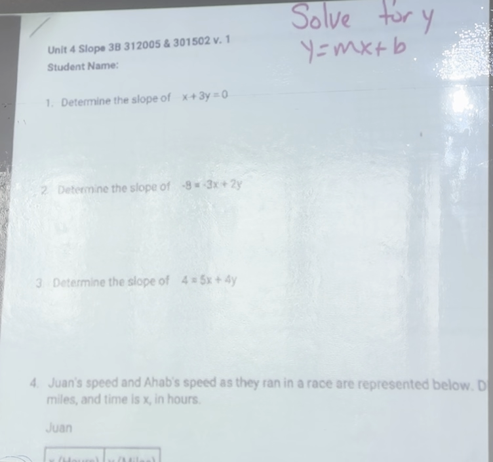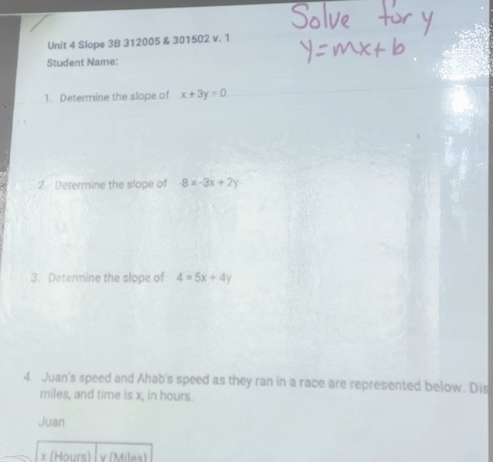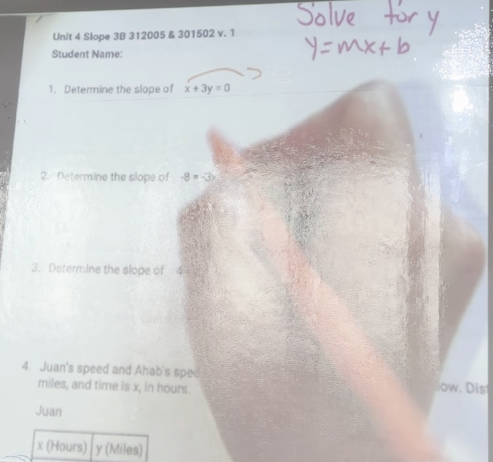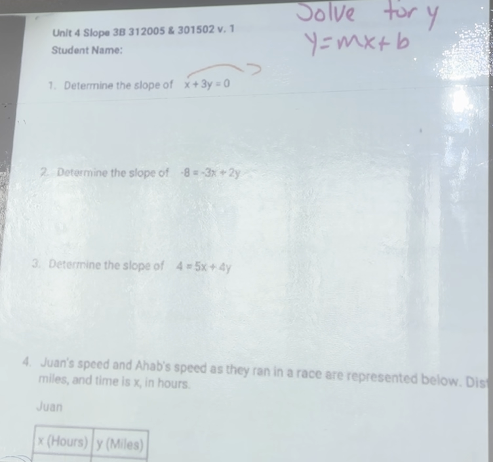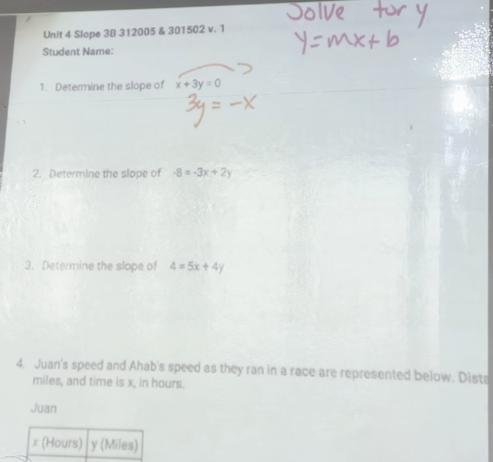Okay, so when they're in standard form, to find the slope, we need to solve for y. So move the x over. When we move the x over, what kind of x is it going to be, Nathan? Negative. So you change the sign. So you're going to have 3y equals negative x.